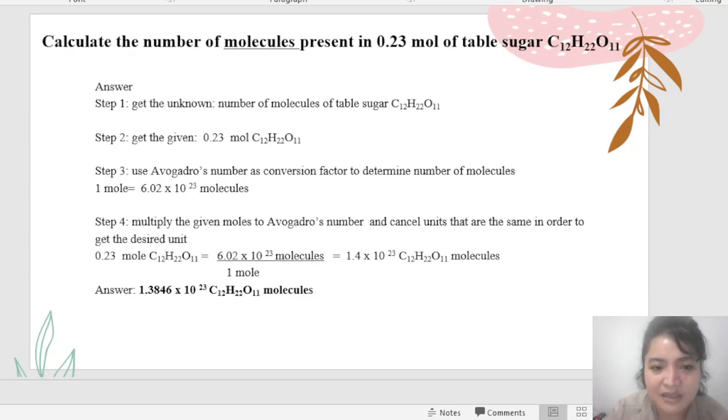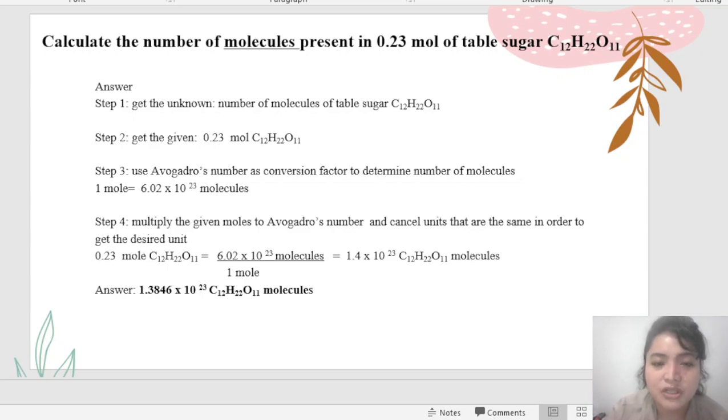What if the problem is asking for the number of molecules? This is the same from our previous step. So, we have to read the problem, calculate the number of molecule present in 0.23 moles of table sugar, and this is otherwise known as your sucrose. So, we have here step 1, get the unknown, and this is your number of molecule of table sugar. Step 2, get the given. Our given is in mole. So 0.23 mole of sucrose.